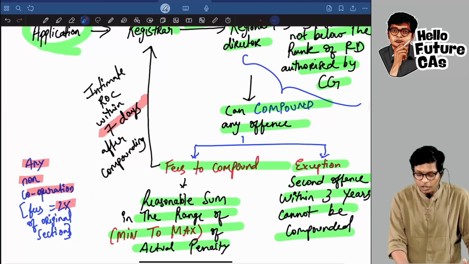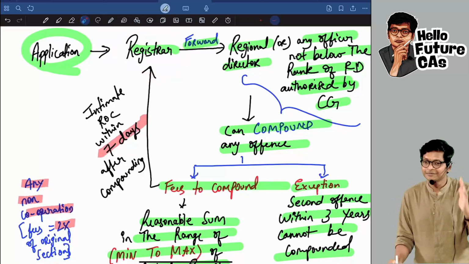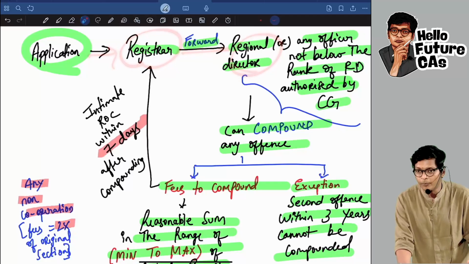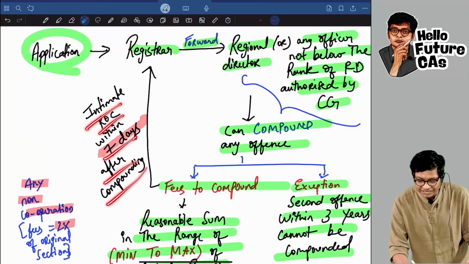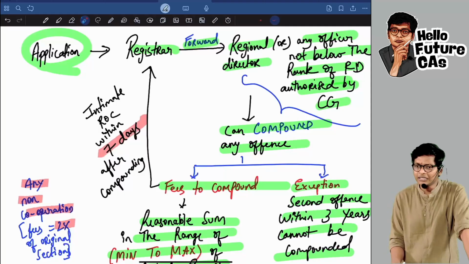Once they give you the order of compounding, what should you do? Go back and tell our ROC, I told the first ROC, he forwarded, now the RD gave me the compounding order. Intimate the ROC within 7 days after the compounding is done. Are you following, guys? Understanding?